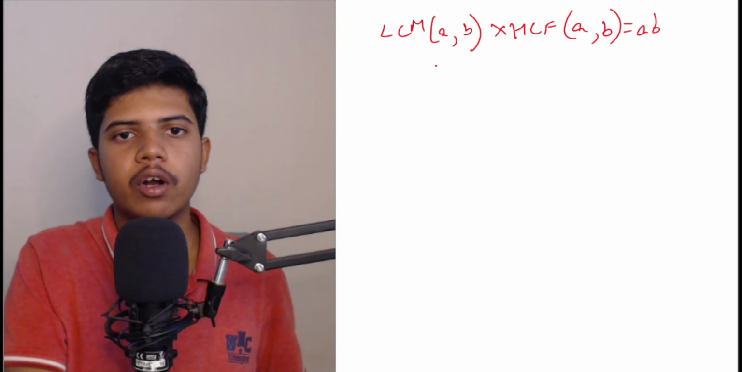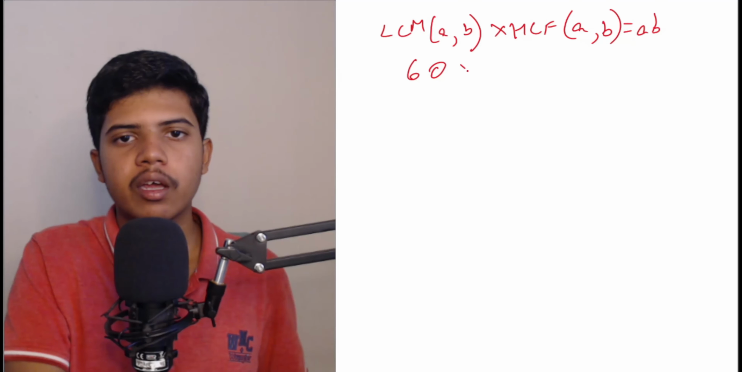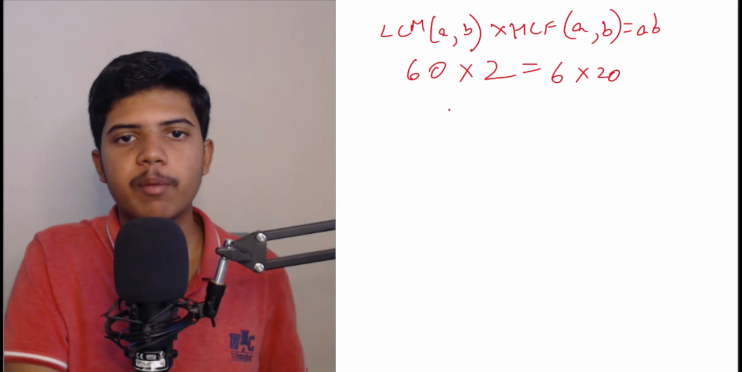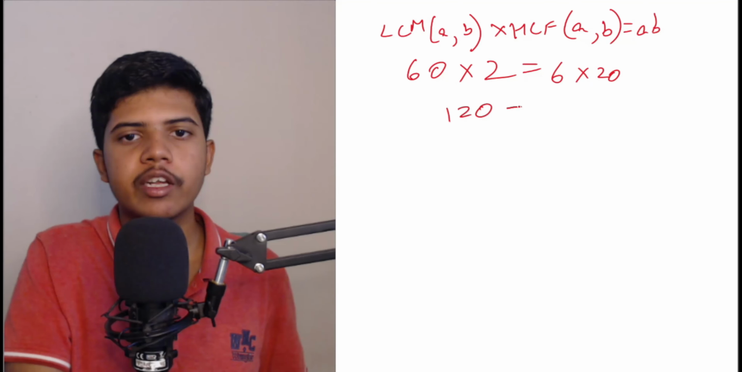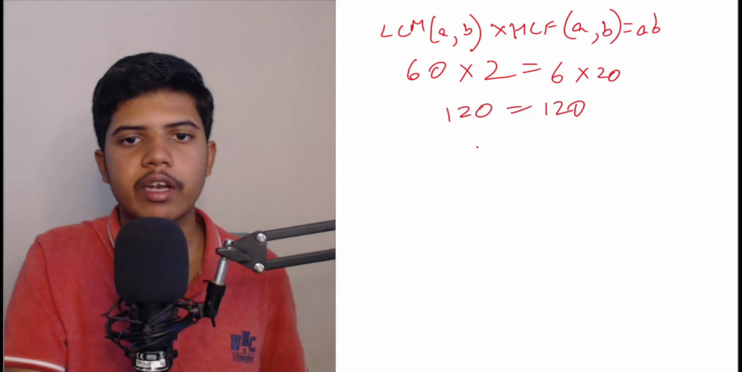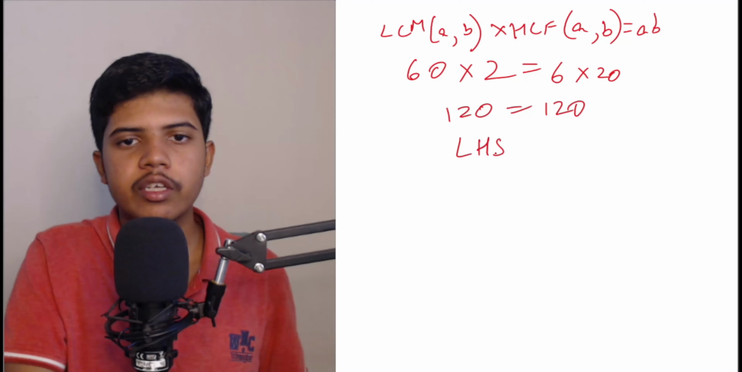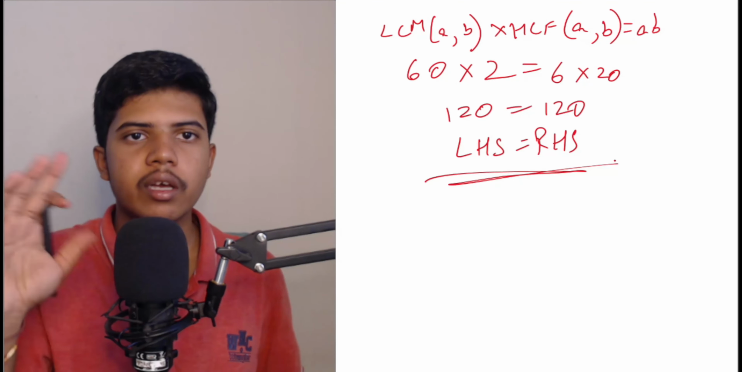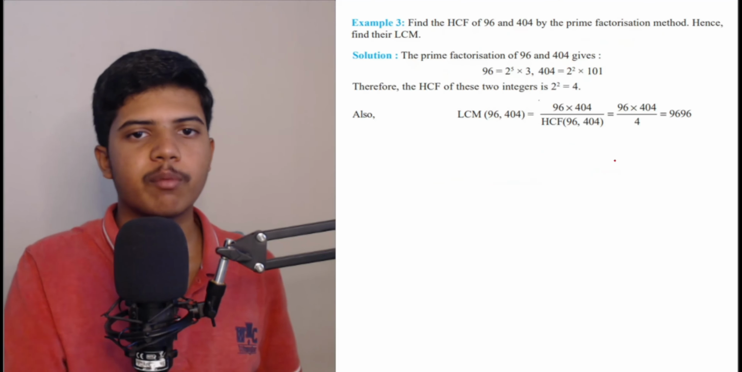So we got the LCM to be 60 and we got the HCF to be 2, and the first number was 6 and the second number was 20. If you multiply them, 120 on the LHS and 120 on the RHS, so LHS is equal to RHS, and hence our solution is correct. This is how it must be verified.